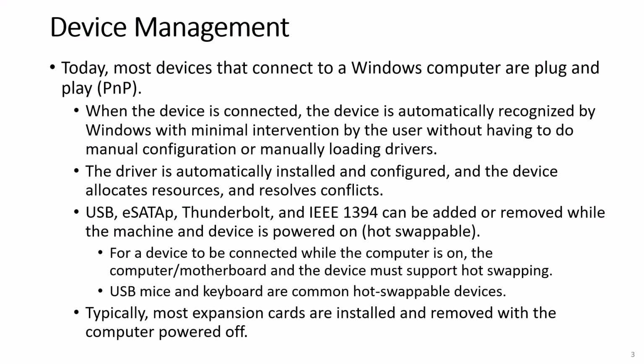USB, eSATA-P, Thunderbolt, and IEEE 1394 can be added or removed while the machine and device is powered on. This is known as hot swappable. For a device to be connected while the computer is on, the computer and/or motherboard and the device must support hot swapping. USB mice and keyboards are common hot swappable devices. Typically, most expansion cards are installed or removed with the computer powered off.